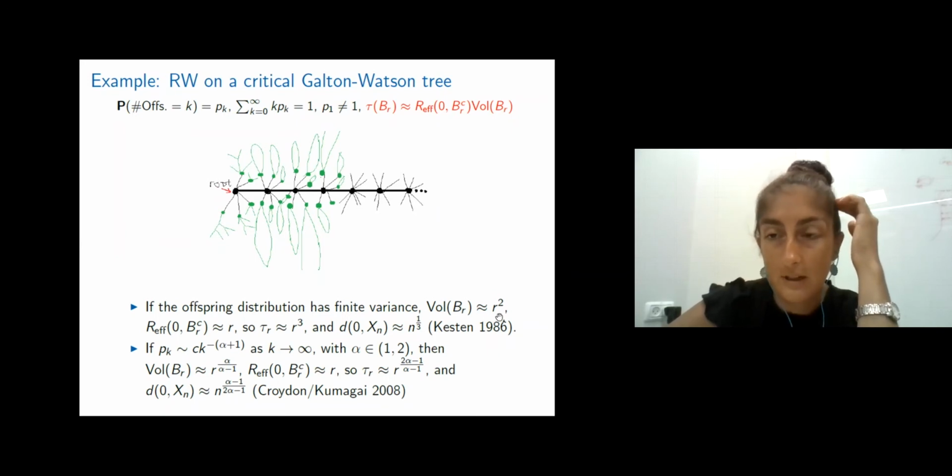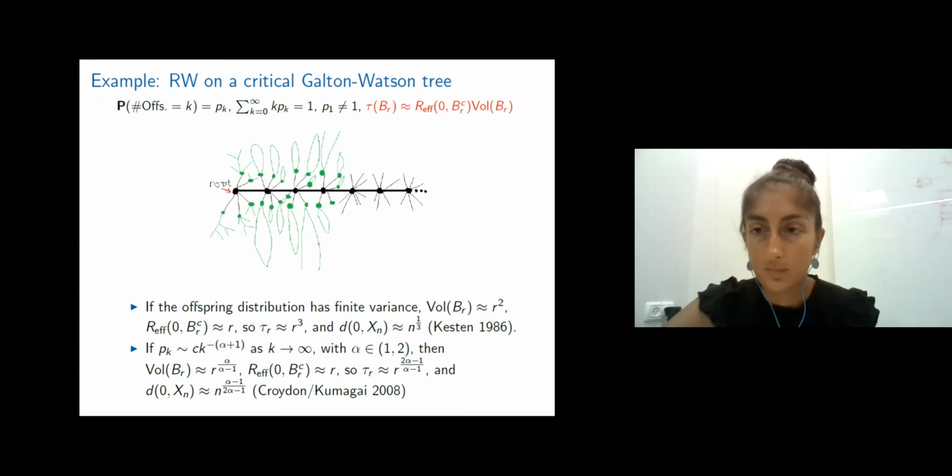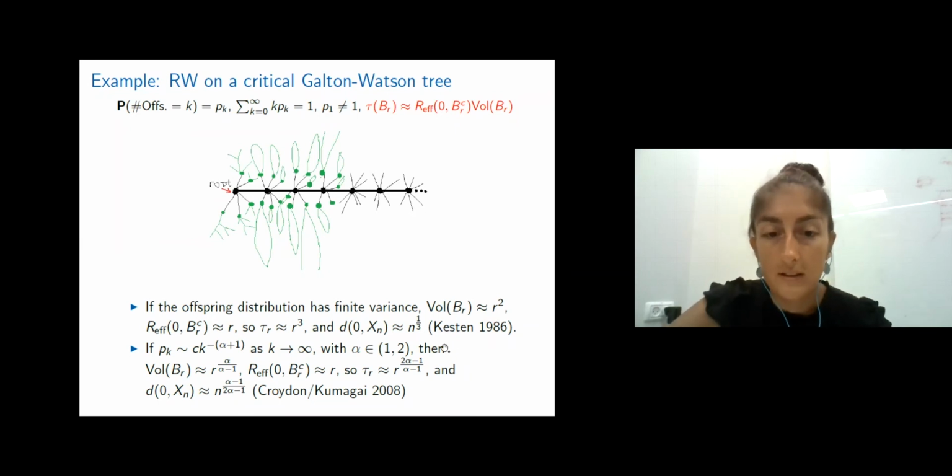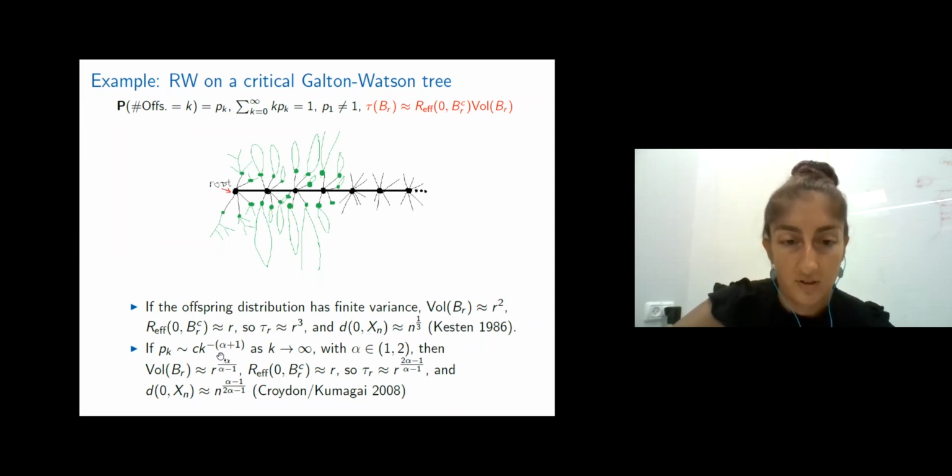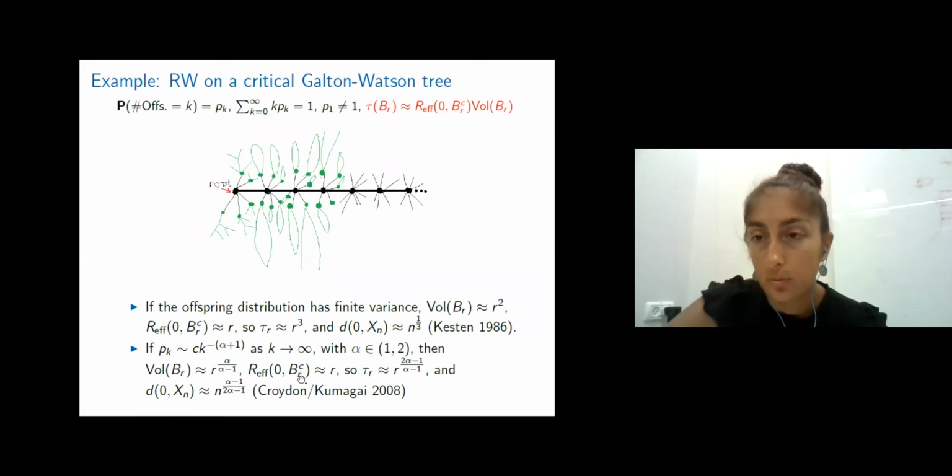And you can also play the same game if you have infinite variance, but still critical. In this case, it's important what your tail decay actually is, because it depends quite precisely. But if you're in some kind of stable regime where the offspring tails decay like a polynomial power of k, then it turns out that, again, the effective resistance to the boundary of a ball of radius r is still r. And this is for the same reason as before.